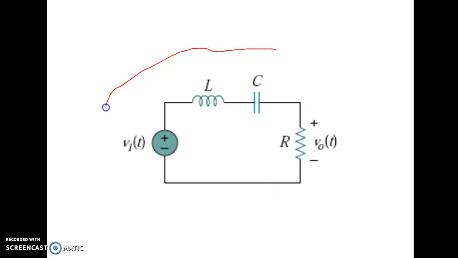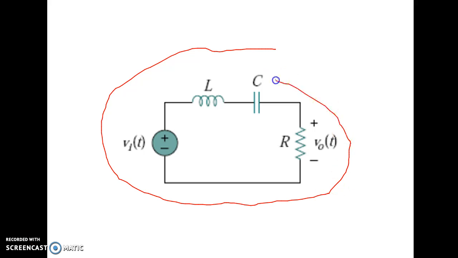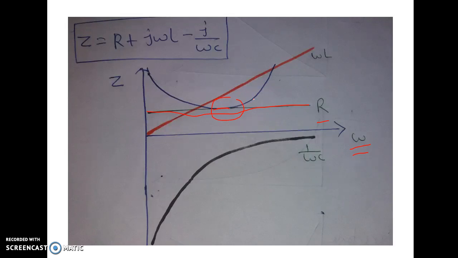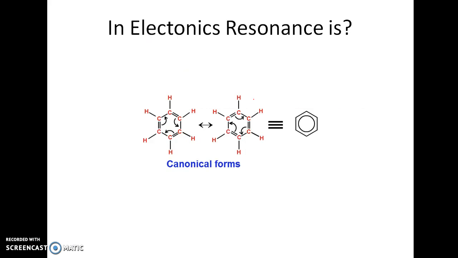One more question may appear in your mind. We call this circuit a resonant circuit whenever omega naught L equals 1 by omega naught C, that is, the impedance offered by the inductance and the impedance offered by the capacitance become the same. Then we say this is the resonant frequency omega naught. So what is the significance of the word resonance? I will explain. This also I have not mentioned in my previous video. What is the meaning of electrical resonance? In electronics, what is the meaning of the word resonance?